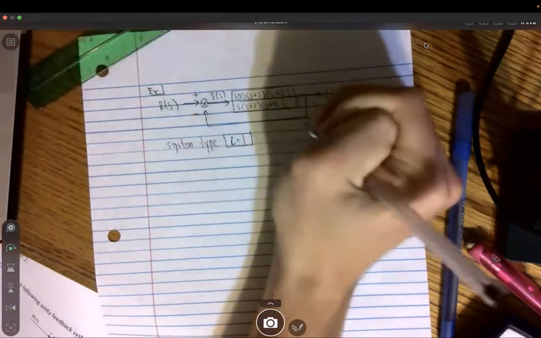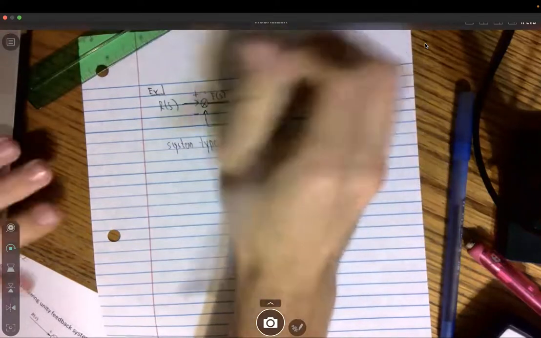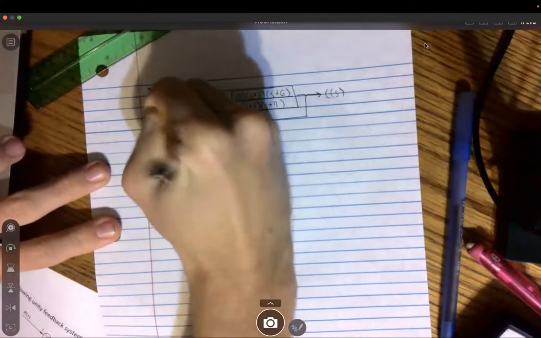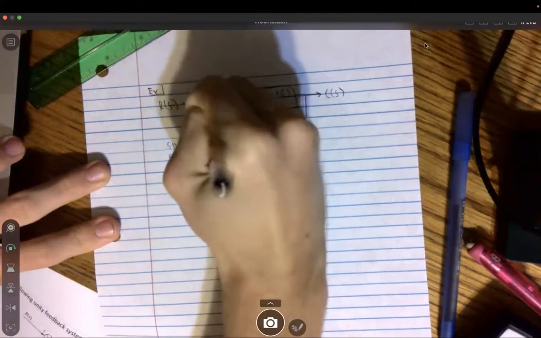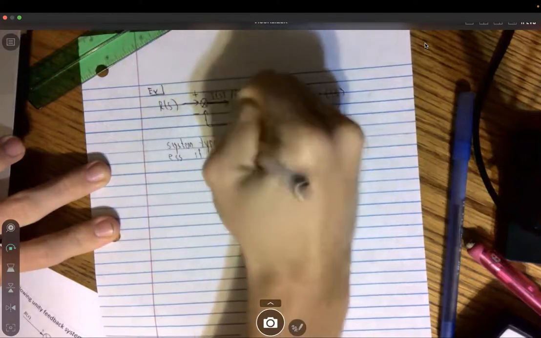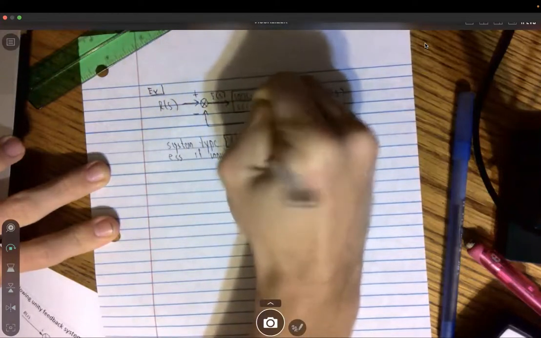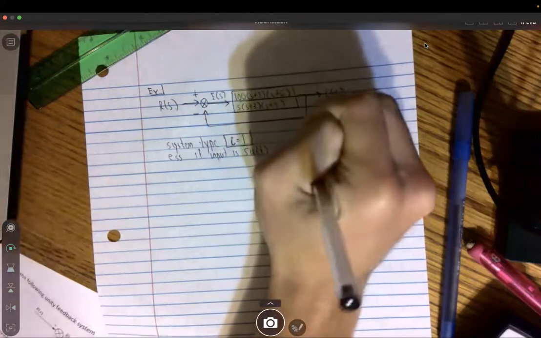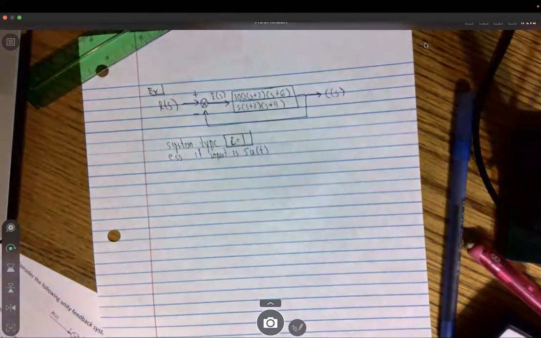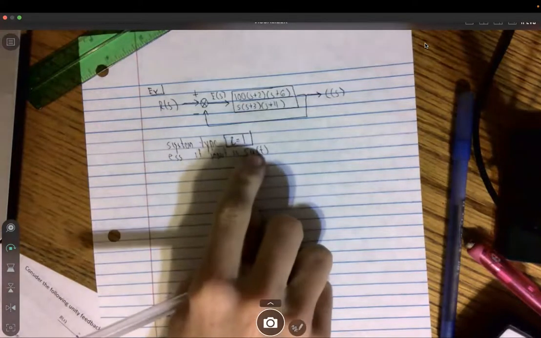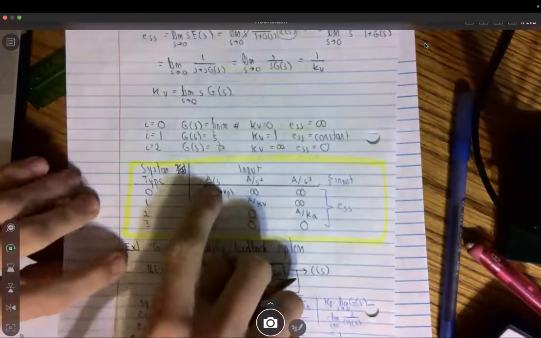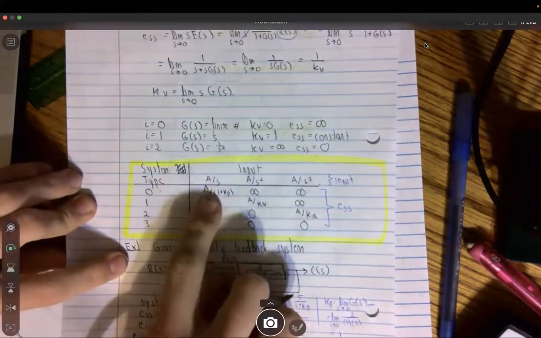And then looking at what is the steady state error if the input is 5 u(t). Well, our steady state error, we have to look at this. Okay, so we have the unit step, so it's going to be 5 over s, and it looks like we have one pure integrator, so it's 0.